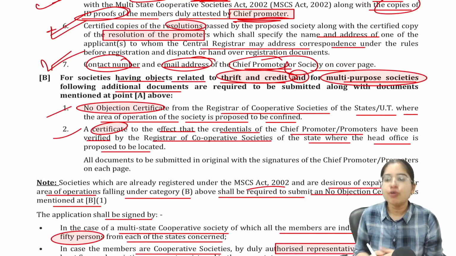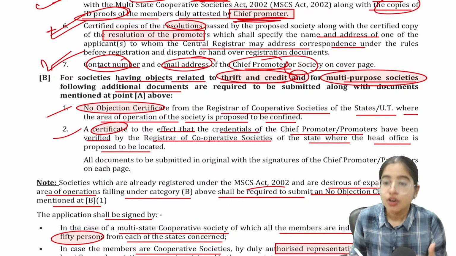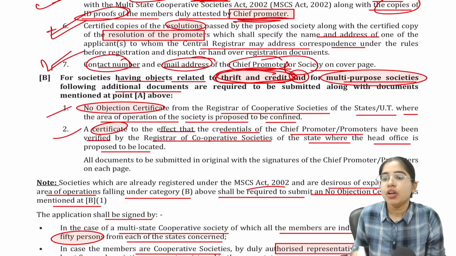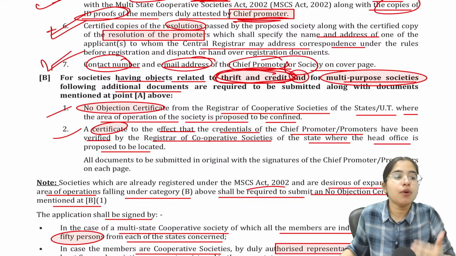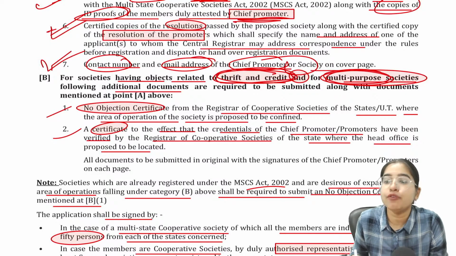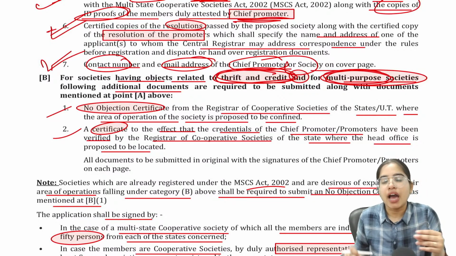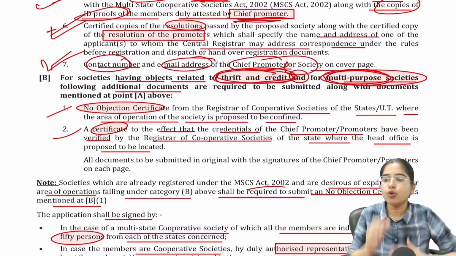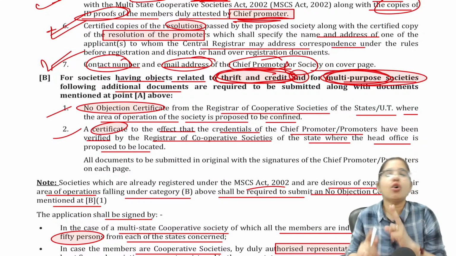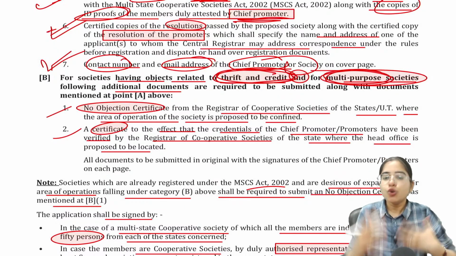However, if you are forming a multi-state cooperative society for thrift or credit, which means for providing credit facility to your members, or you are forming a cooperative society for multi-purpose, which means let's say I want to operate for agriculture also, for credit facilities also. Multi-purpose means more than one purpose, 2 or more purposes.